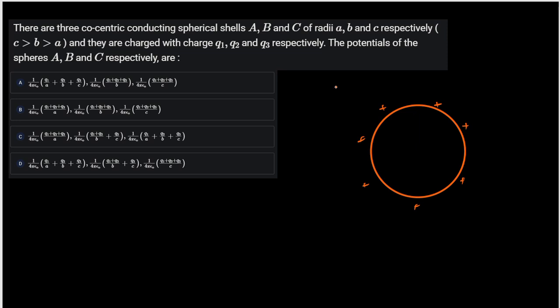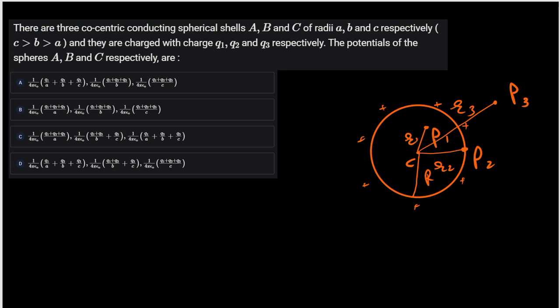Now let's define three points. Suppose this is the center C. The first point we take is P1. The second point we take exactly on the surface of the conducting sphere, it will be P2. And the third point we are taking here is P3. Suppose this distance is R1, this distance is R2 and this distance is R3. The radius of the shell is capital R.